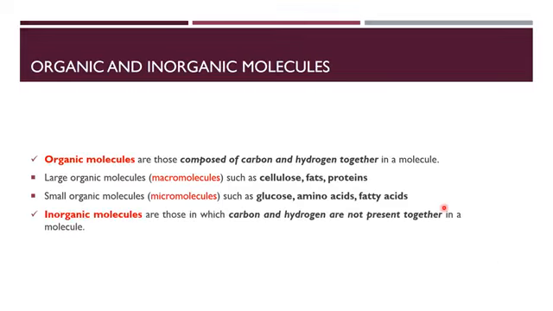Now the inorganic molecules. Inorganic molecules are those in which carbon and hydrogen are not present together in a molecule. Carbon and hydrogen can be present separately, like carbon dioxide or like water. So both are examples of inorganic molecules. In both of these examples, you are unable to see carbon and hydrogen together in one molecule. But if we talk about glucose, cellulose, fats, proteins, amino acids, fatty acids, you will observe carbon and hydrogen together in their molecular formulas.